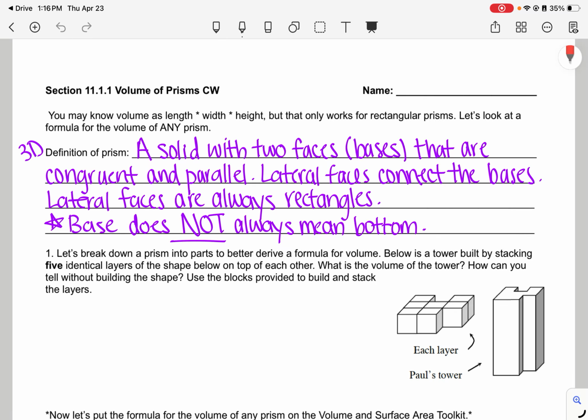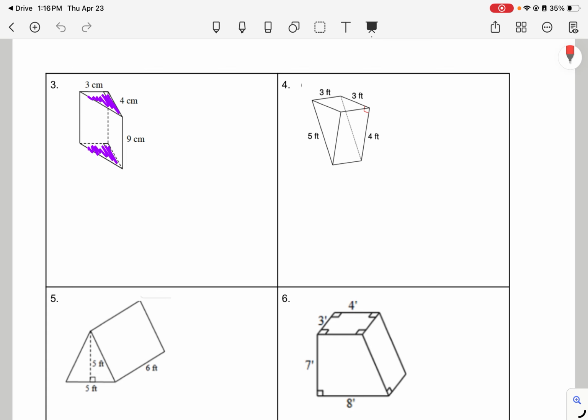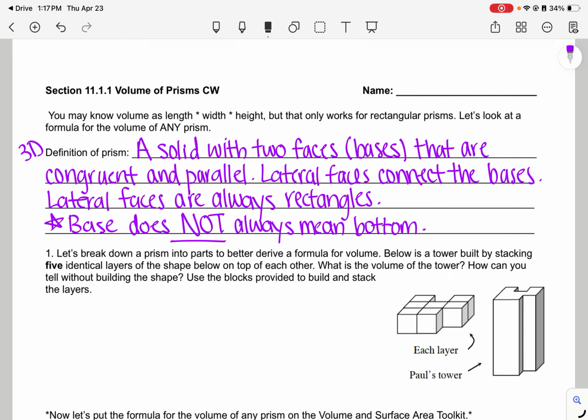One thing that people mess up a lot is the base does not always mean it's on the bottom. In this case, the base is on the bottom, but in this case, the base is not on the bottom because the base are these triangles because they are parallel and congruent. So you can move any of these shapes around and the base doesn't have to stay on the bottom. It can be anywhere. But that is a common mistake that happens, so we want to keep that in mind for the future.